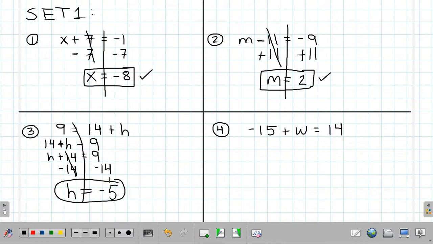Okay. So on that one, a little bit of something different in that you maybe had to switch some things around. But I did want to point out that if you saw it from the beginning, some people might have seen 14 plus h and just thought, well, how am I going to get the 14 away? The positive 14? Well, I'd have to subtract 14. Okay. So you can skip these steps right here if you wanted to.